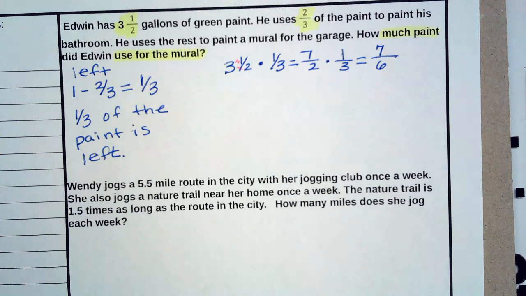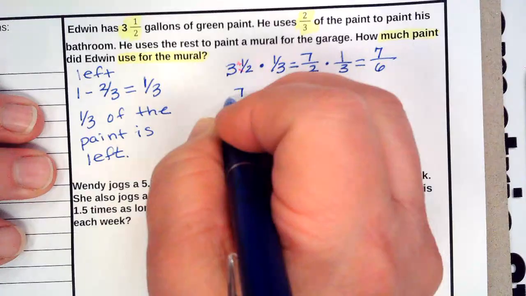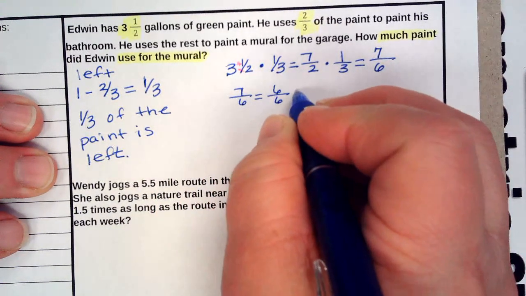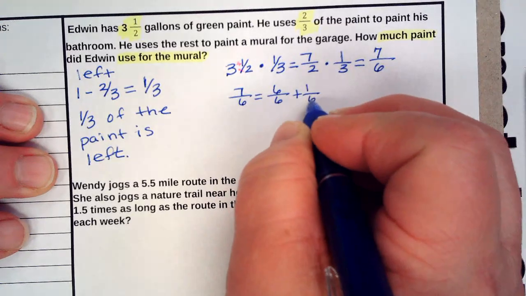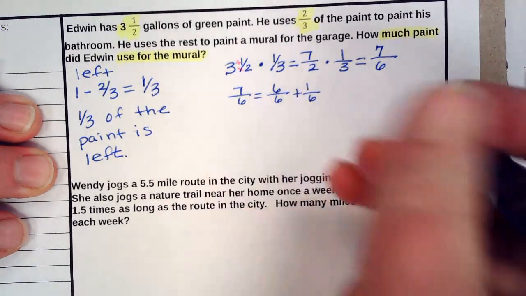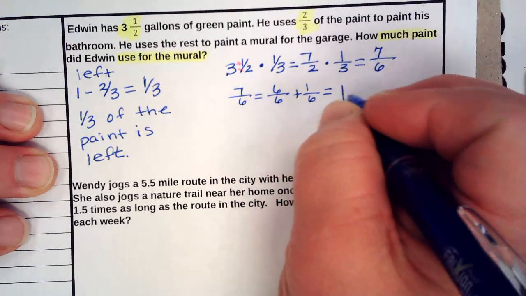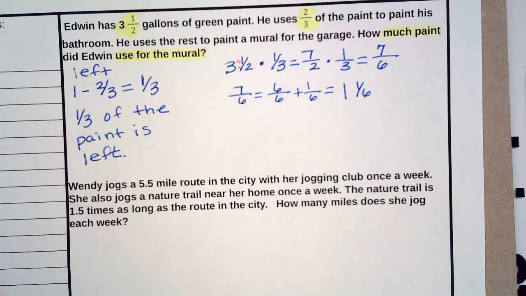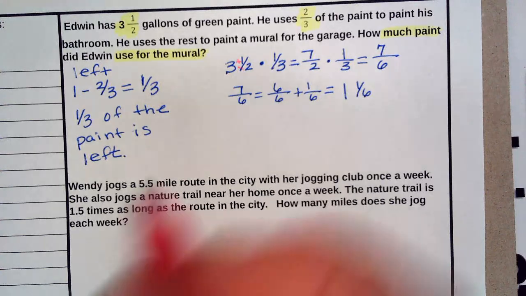Okay, what is 7 over 6 as a number with a fraction? Well, it would be 6 over 6 plus 1 over 6. Well, 6 over 6 is 1, so this is 1 and 1/6. What does it mean? It means that Edwin has 1 1/6 gallons of green paint left.